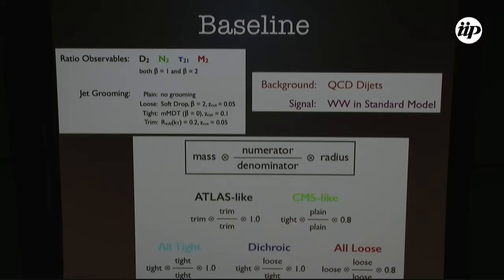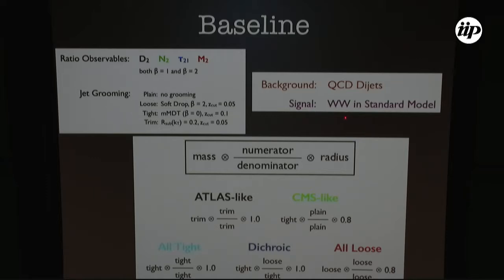CMS uses a tight, which is the modified mass drop. But when they calculate their N2, they actually use no groomed jets, and they use a 0.8. At least that's what the CMS collaborators in the study group told us. So we tried to compare these things. And then, of course, you can define some other variants, all tight, dichroic, which is a favorite of Gregory Soyez, who is your colleague, right? So Gregory really likes this. And then, of course, you can define all loose.